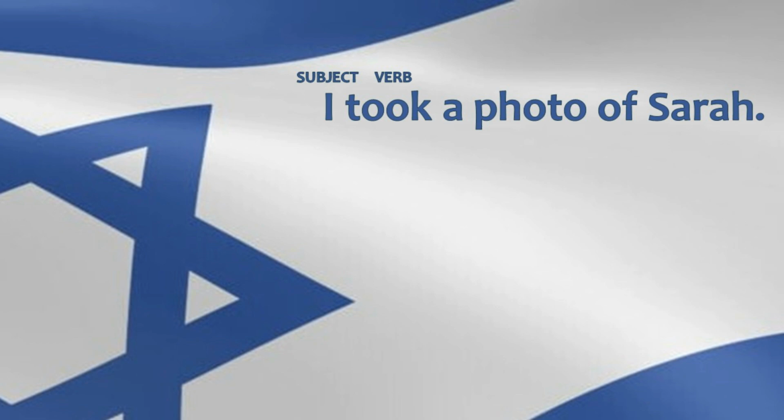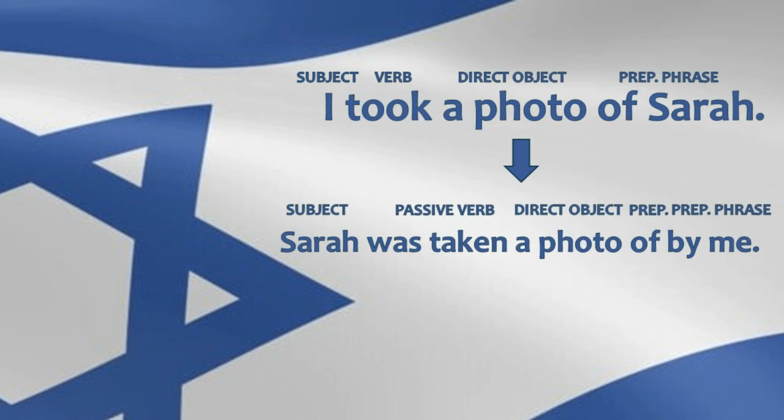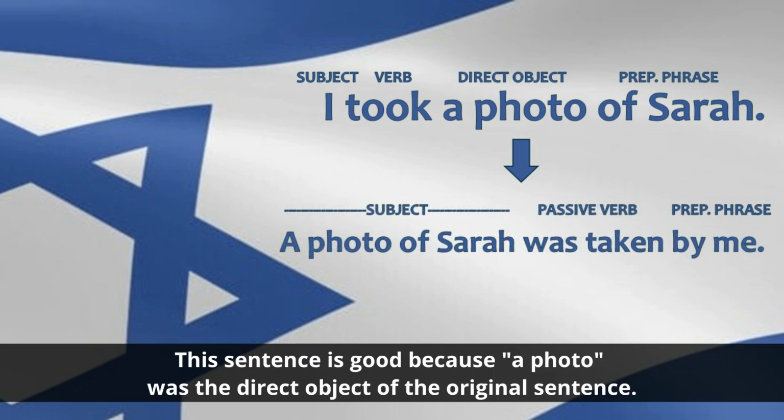Except that now a photo is the direct object, and Sarah is the object of the preposition of. So even though Sarah was photographed by me is a perfectly fine sentence, we cannot say something like, Sarah was taken a photo of by me. But we can say, a photo of Sarah was taken by me. So this technique of determining whether a noun phrase is a direct object by trying to make a passive voice sentence is somewhat reliable, although not without its issues.